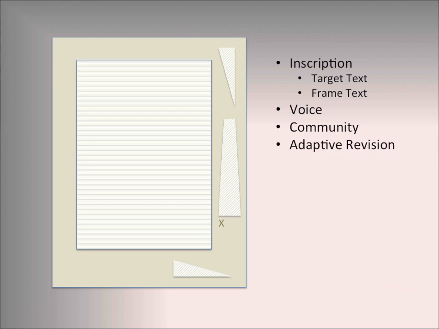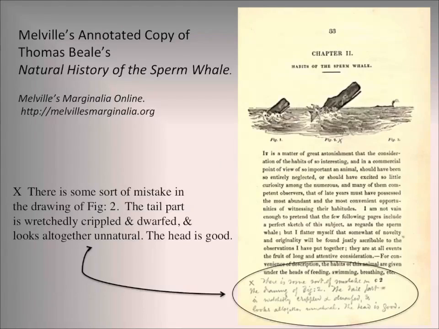A good example of this kind of annotative revising can be seen in Melville's marginalia in one of his major source books for Moby Dick, Thomas Beale's Natural History of the Sperm Whale. Here you see in the bottom margin Melville's commentary on the ineptitude of the middle image of a sperm whale breaching. And you can see he's sort of nailed it there.